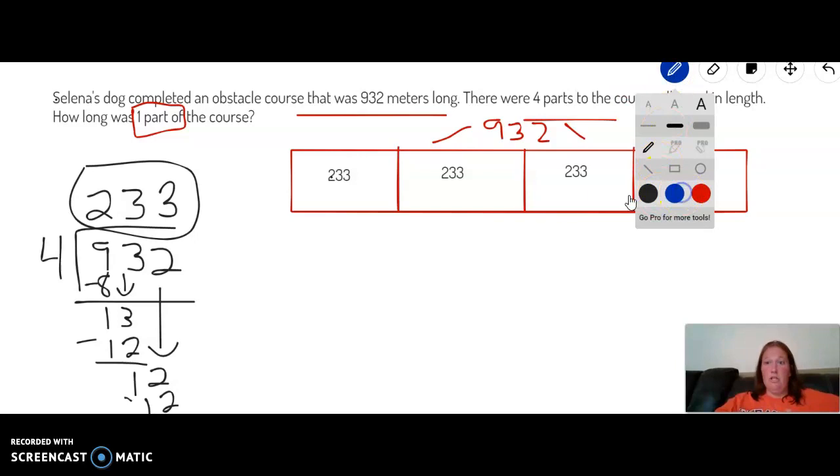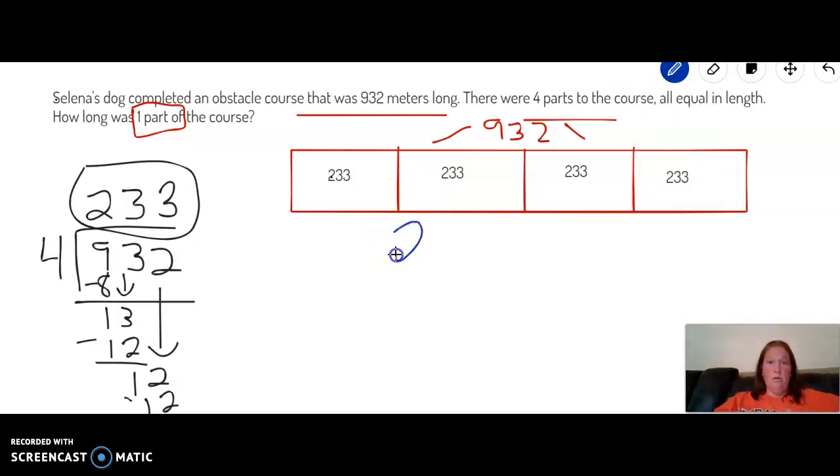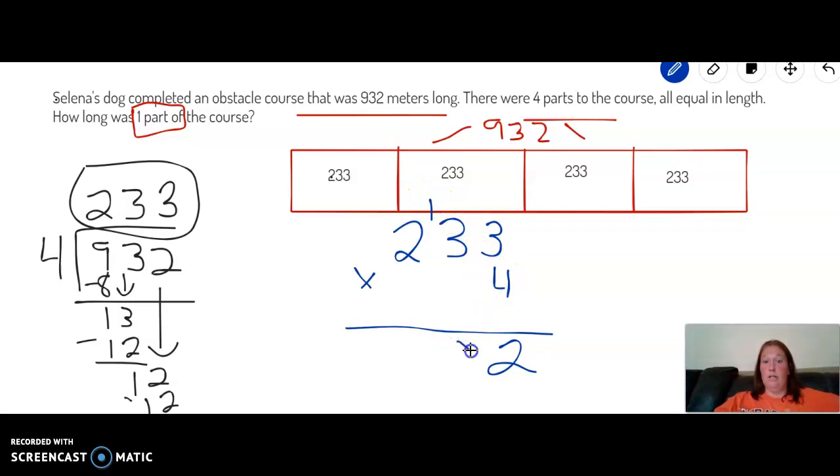Okay? So let's just double check that. Use our multiplication, make sure we're right. 233 times 4. 3 times 4 is 12. 3 times 4 is 12, and 1 more is 13. 2 times 4 is 8, and 1 more is 9. Look at that, 932. Okay, awesome.